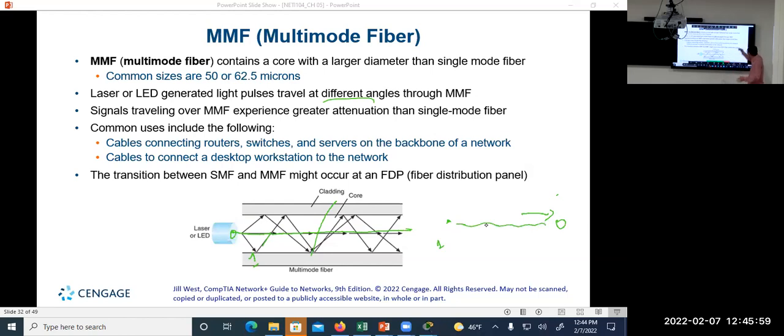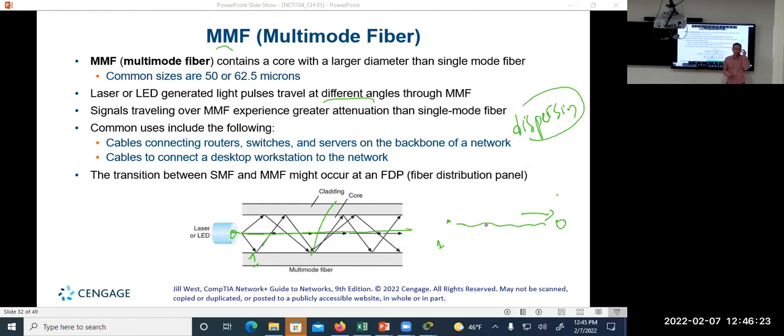They call that dispersion. The longer the dispersion, the bigger the problem of signal distortion, because they're not arriving at the same time. That's why in multi-mode, you cannot transmit over a long distance.